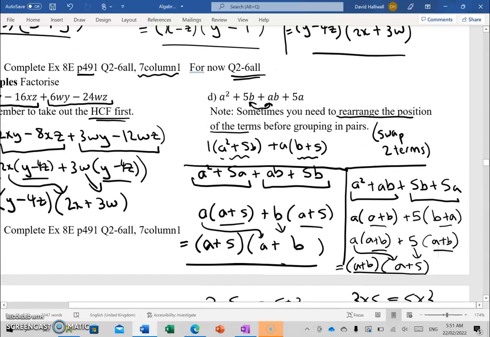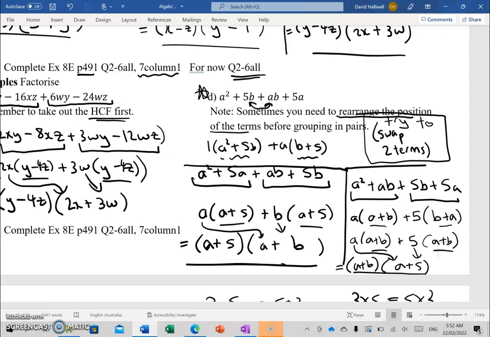Okay, so the key thing is, if you can't factorize by grouping in pairs the way that it's already written, you try to swap 2 of the terms. And it doesn't really matter which 2 of the terms, you just pick 2 and you swap them. And then you try again. Just one thing, I wouldn't swap the first 2 or the back 2. The reason why is you'll end up in the same situation you were stuck in. So I would be swapping one of the first 2 with one of the back 2.